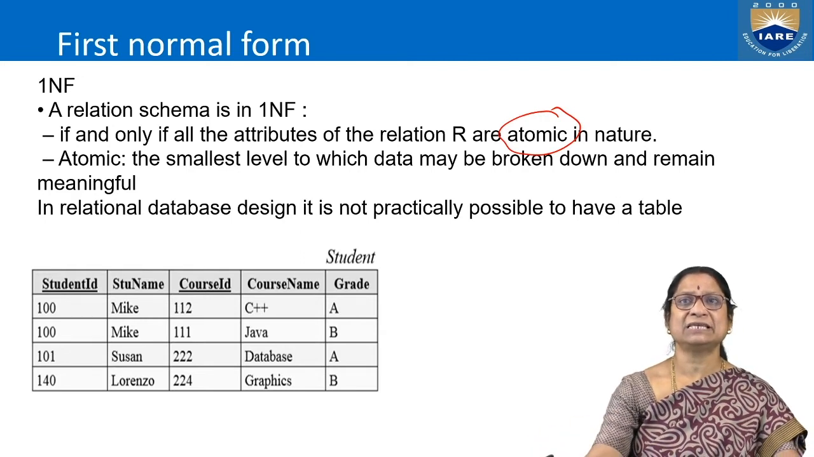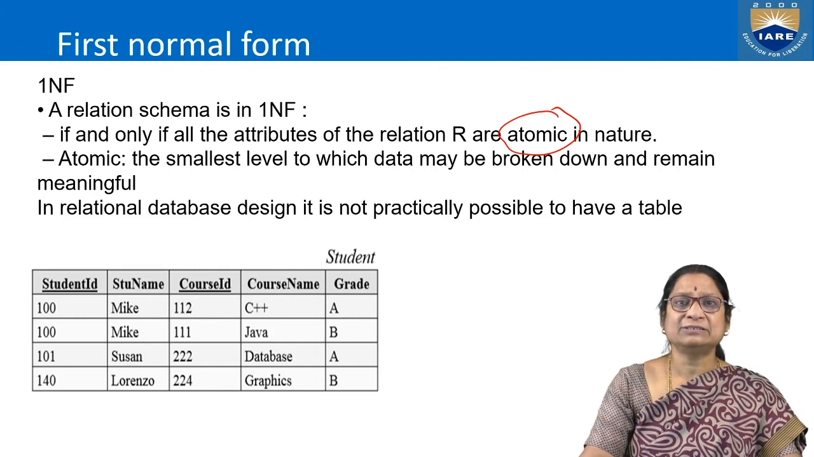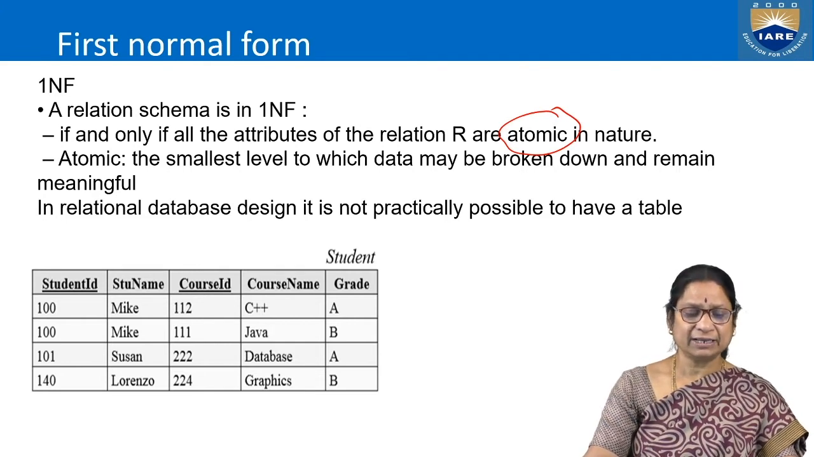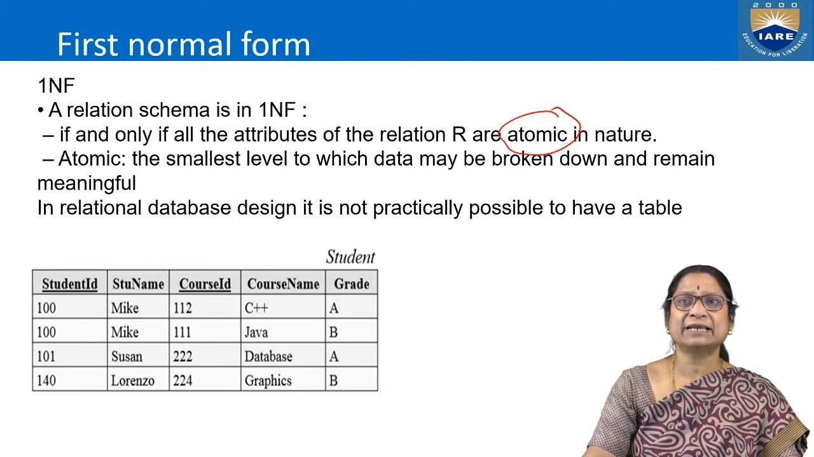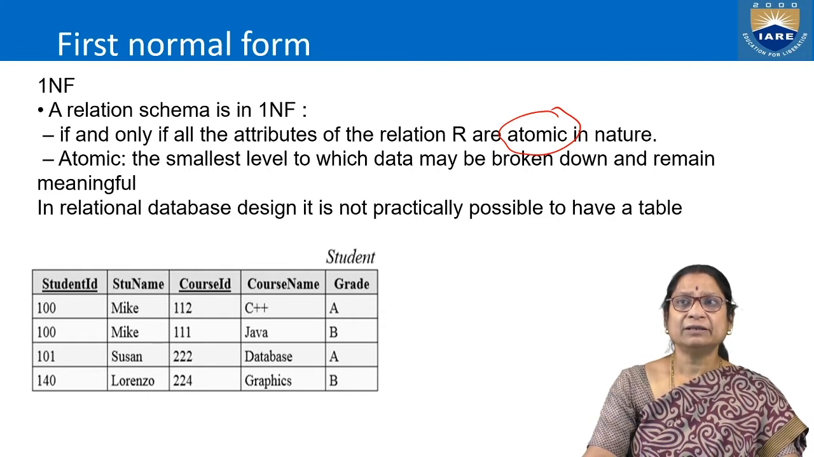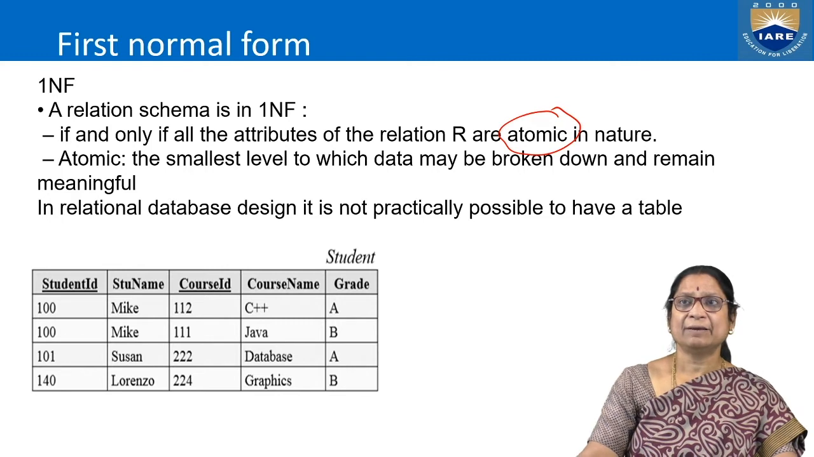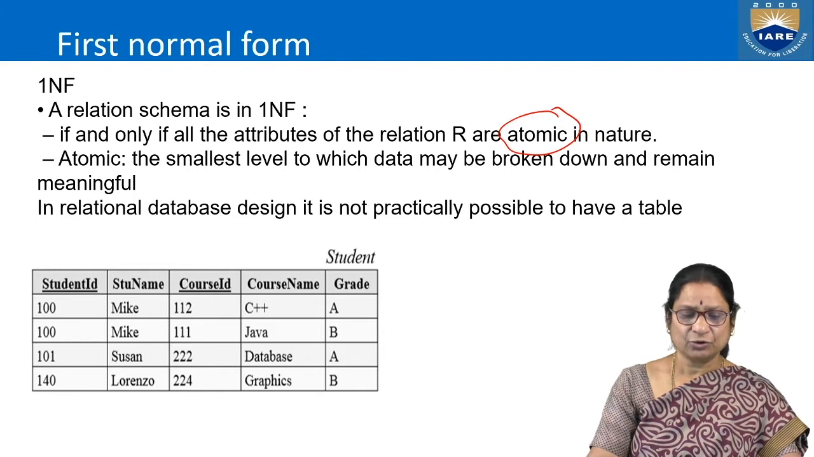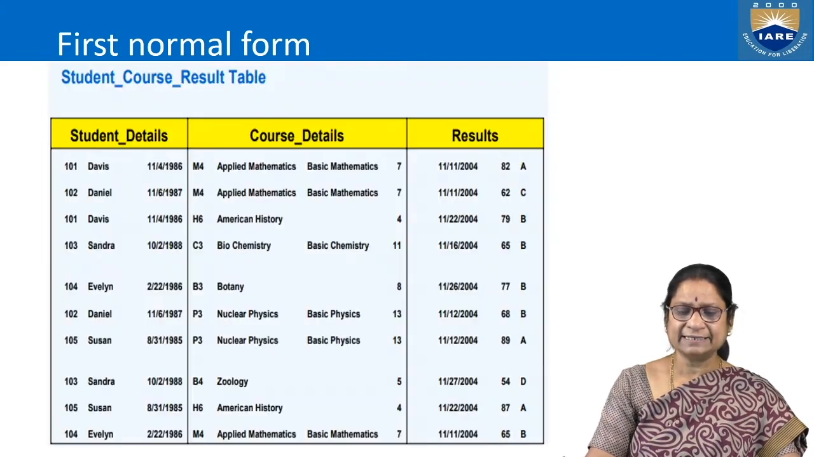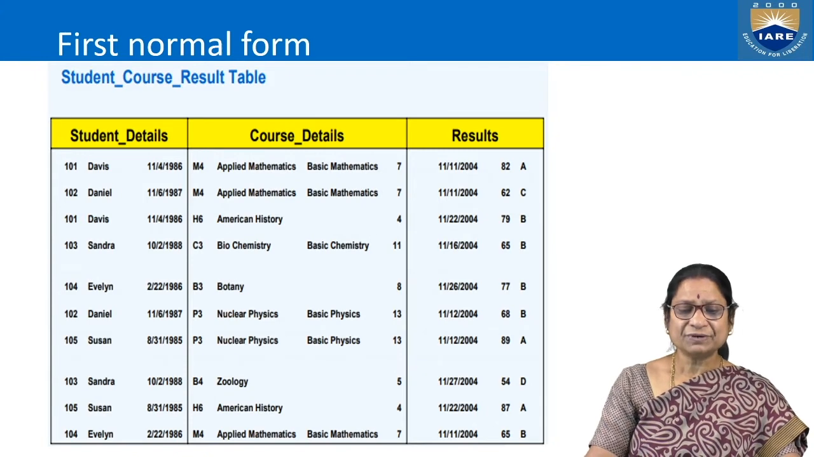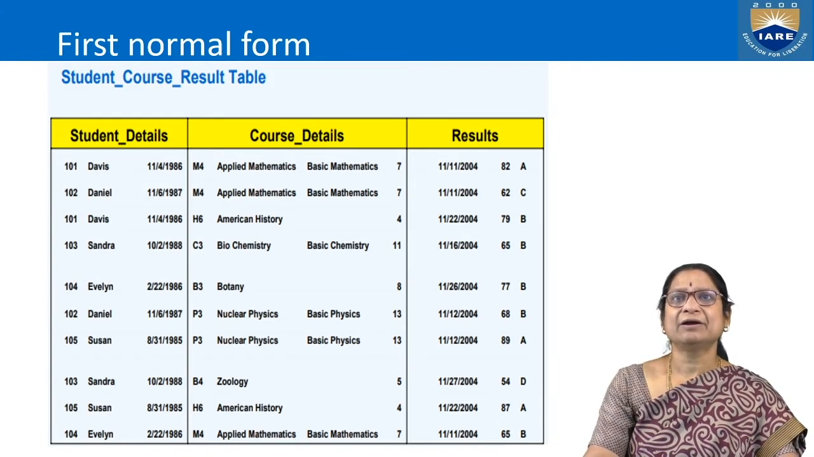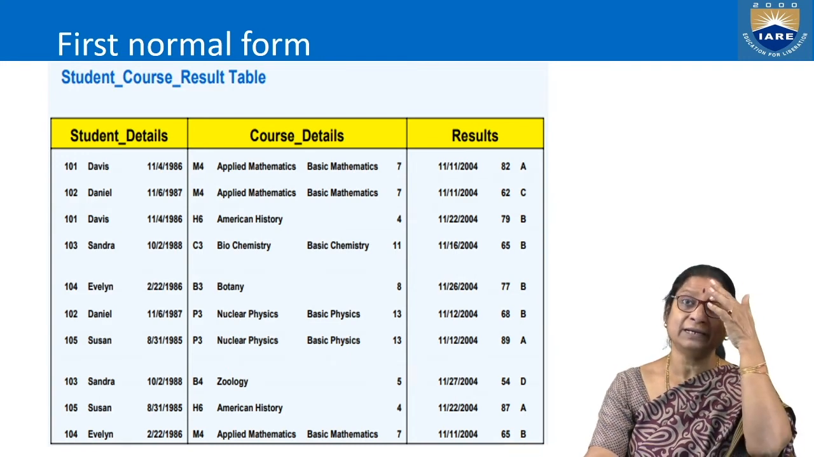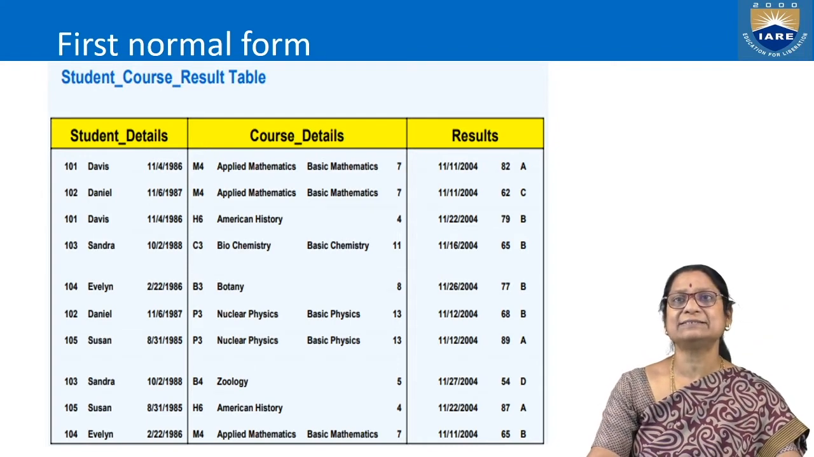You observe this relation schema was given, your student table. So what does the student table consist of? Student ID, student name, course ID, course name, grade. Right? So in a relational database design, practically it is possible to have a table like this. Student ID is there, course ID is there, course name is there, grade is there. For example, if you have student course details in a single table, we will have three attributes: one is student details, another is course details, another is results.